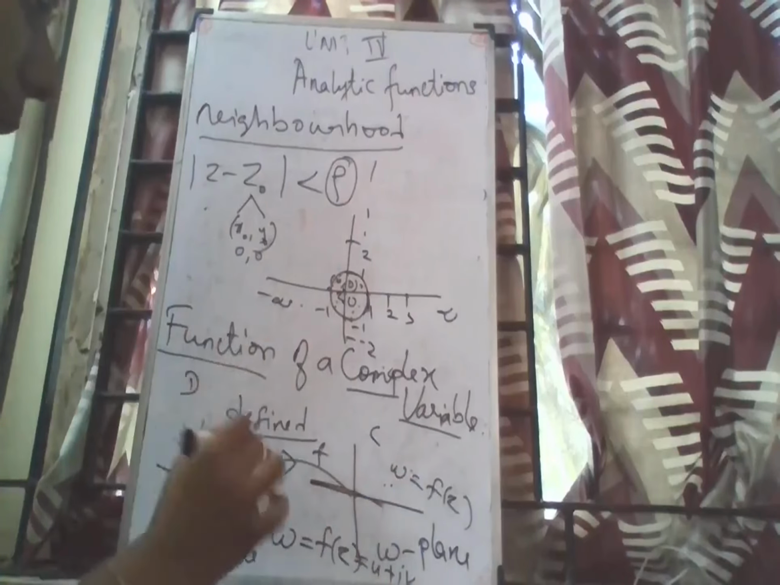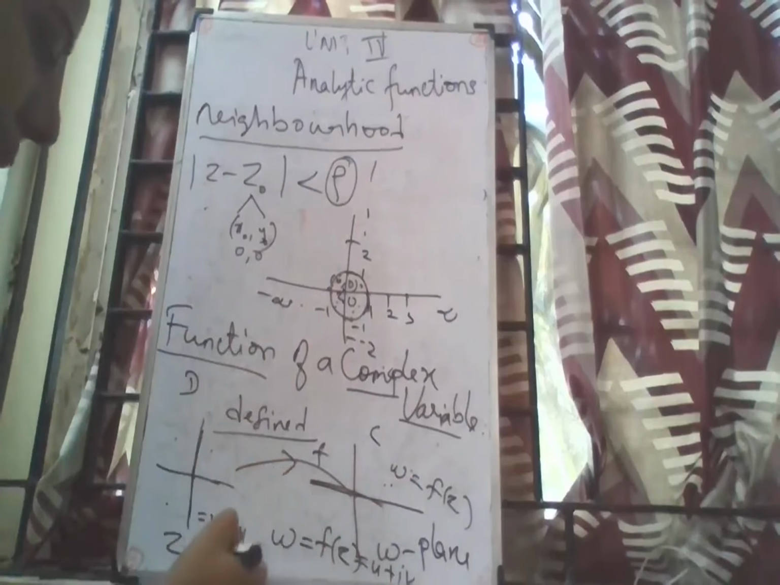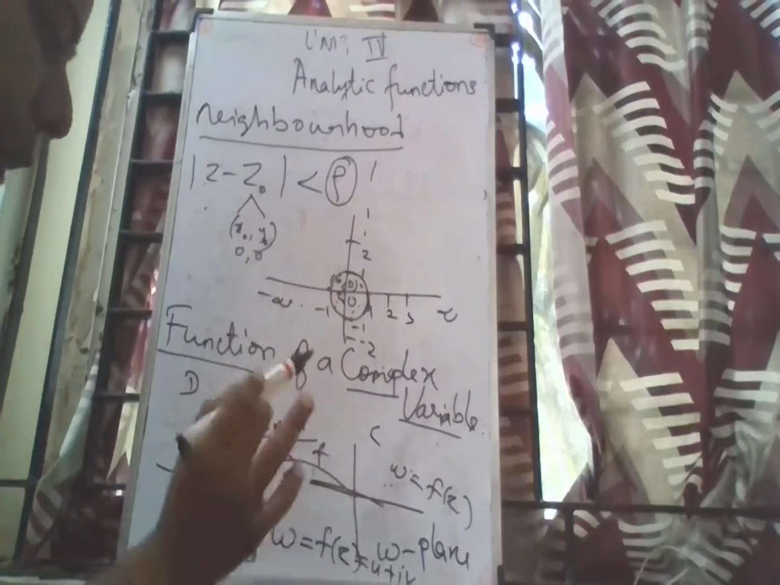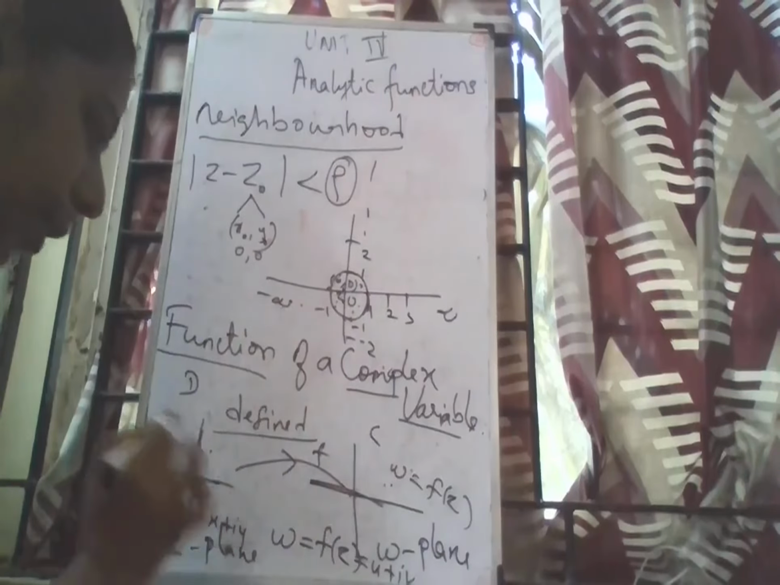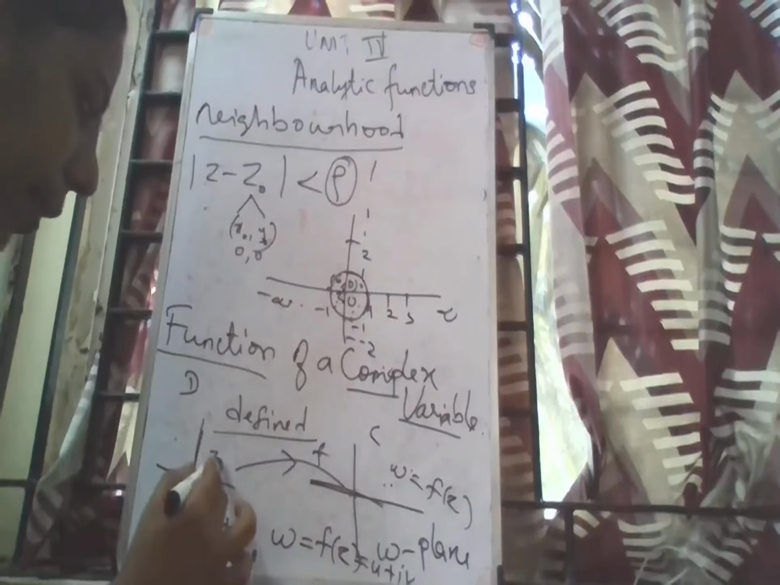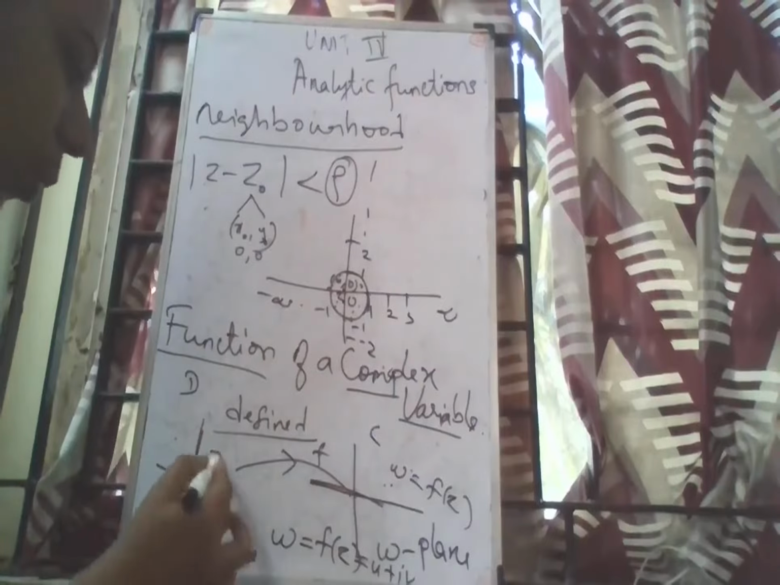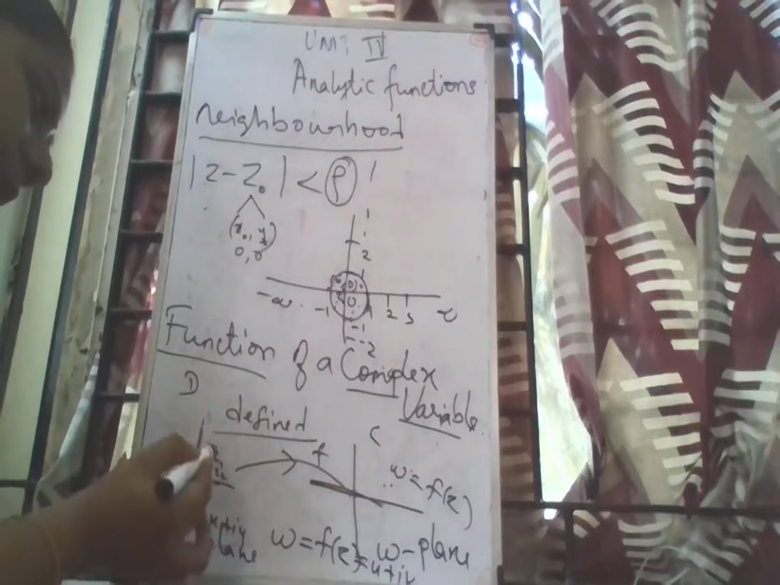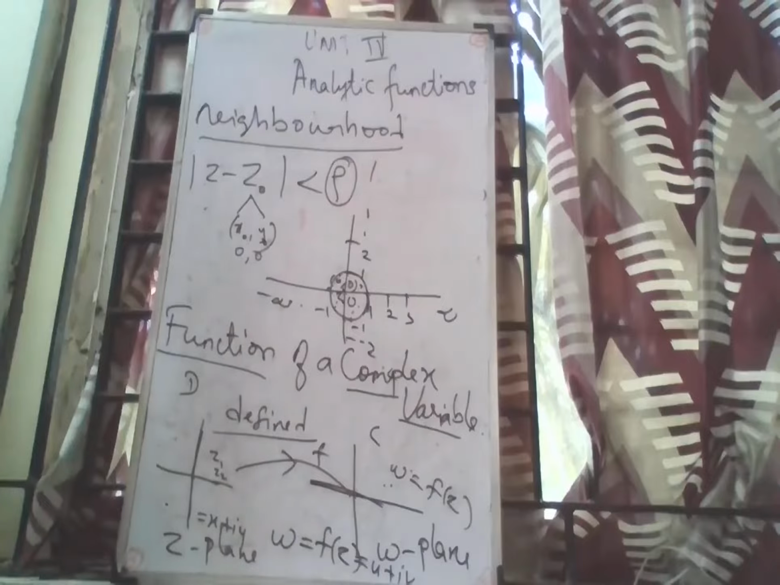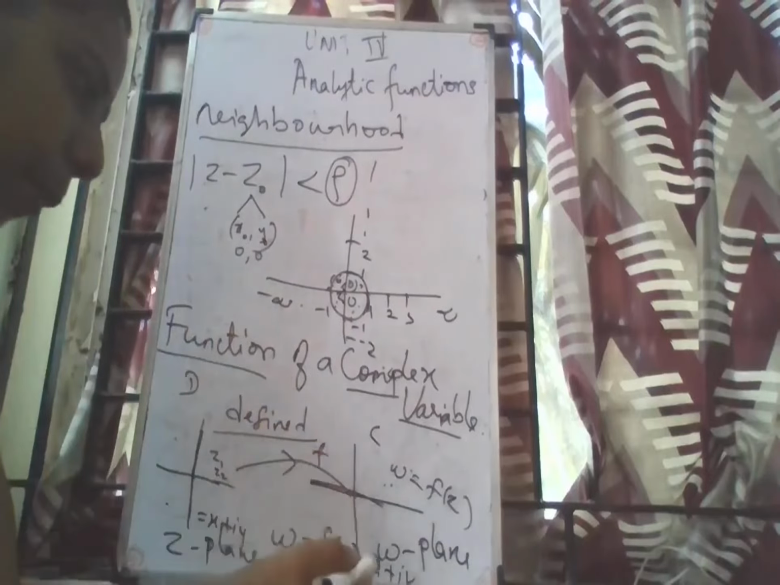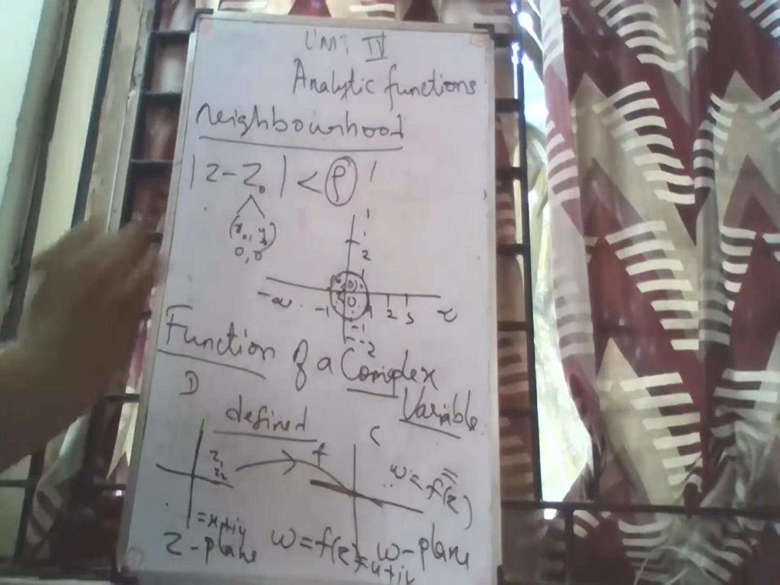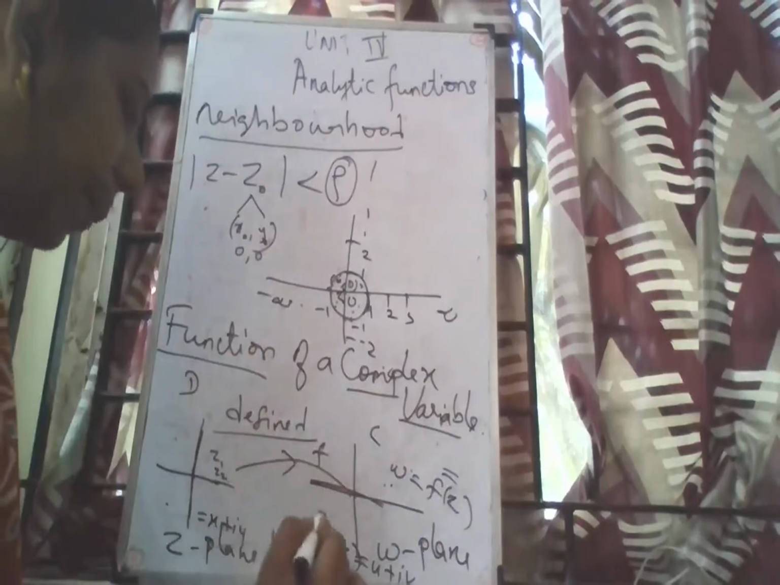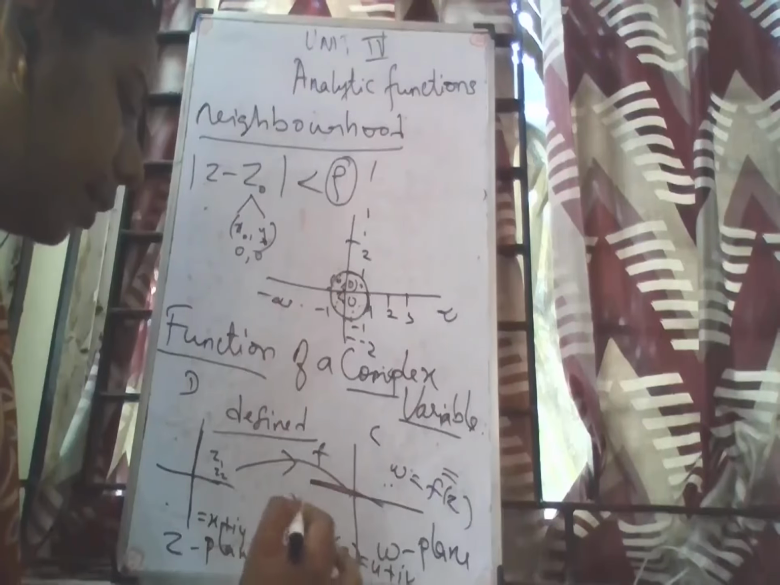So what do we mean by a function of a complex variable? w equal to f of z means for each point z, say z1, z2 or z3, somewhere in the first, second or third quadrant, it can be any point, I'll get the corresponding point in the w plane. If I give one example, I think you can understand it easily.